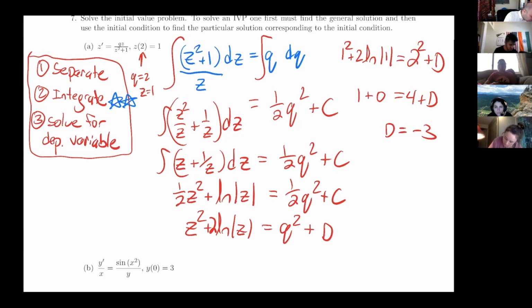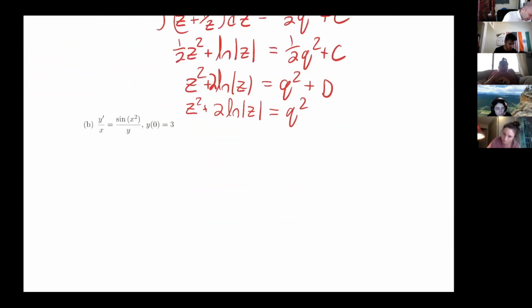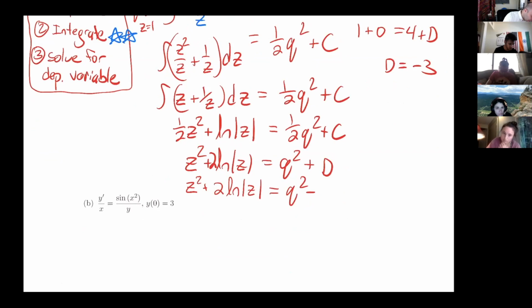So my initial value problem would therefore have a solution of z squared plus 2 times the natural log of absolute value of z equals q squared plus, actually, here we go. And then I can plug in -3 for d. So in this case, that's pretty much as good as we can go. I can't really make that look too much prettier.